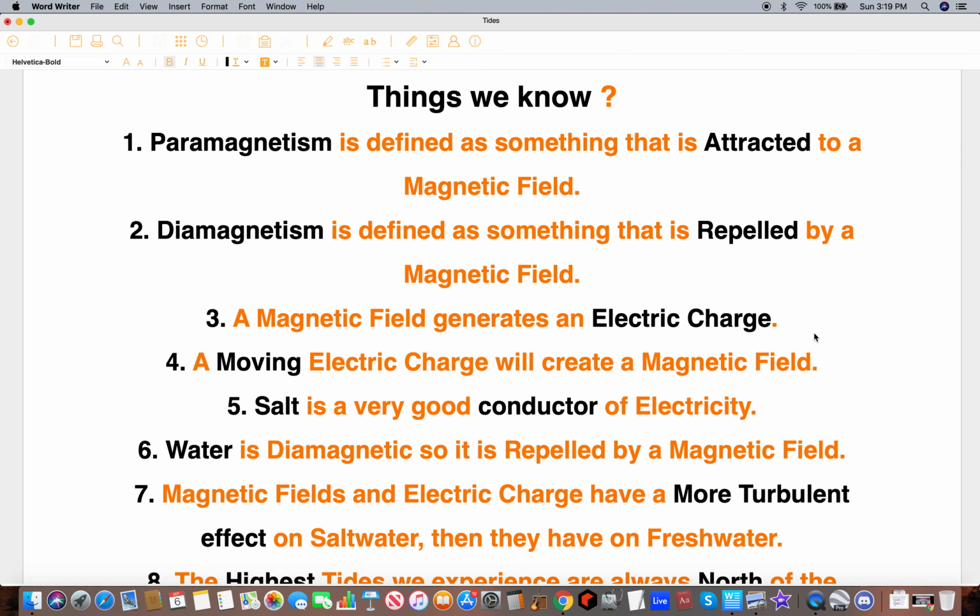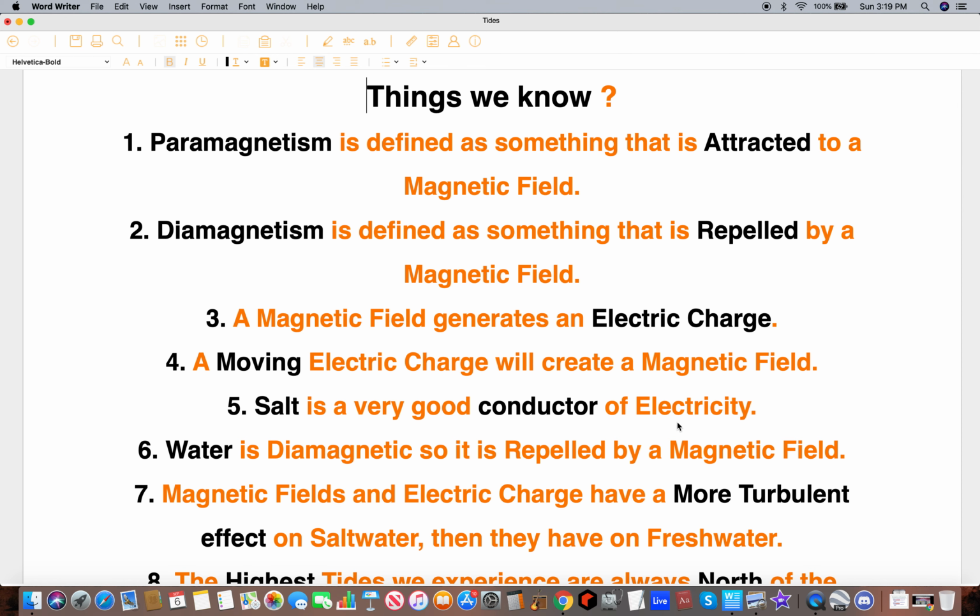A magnetic field generates an electric charge. This is true. A magnetic field will always create an electric charge. A moving electric charge will create a magnetic field, right? The salt water becomes a moving electric charge, and that creates an opposing electric field, okay?